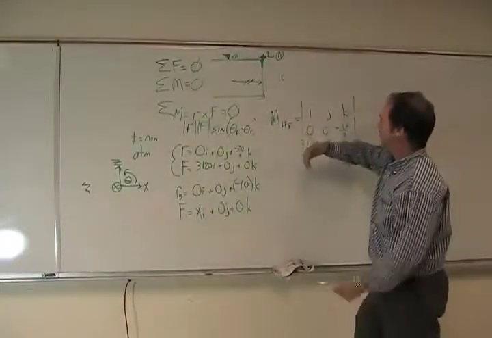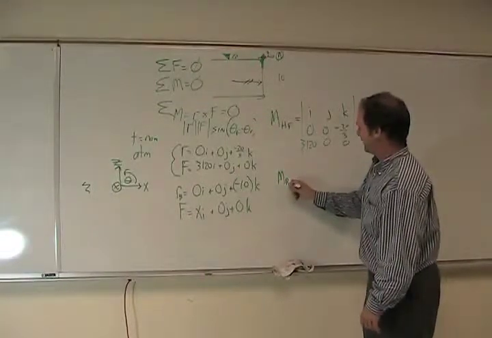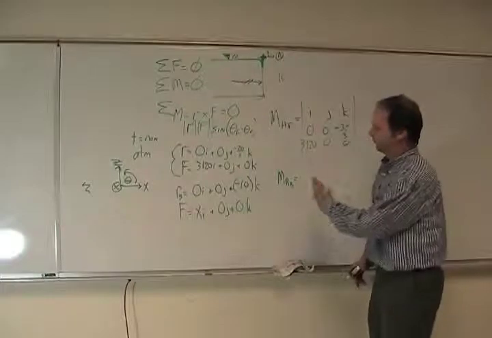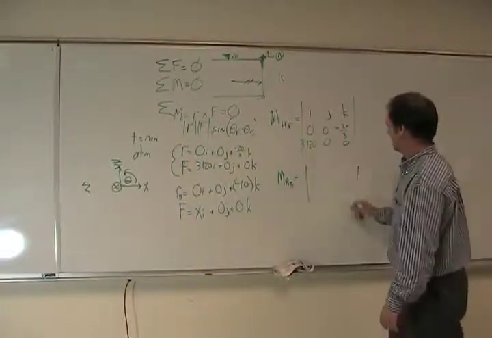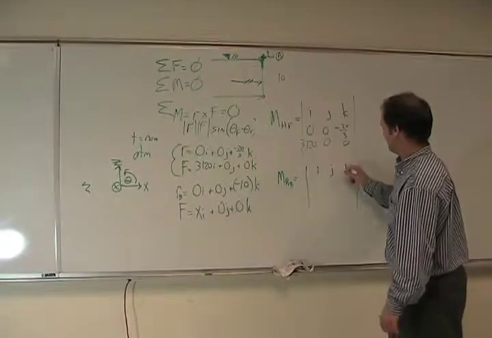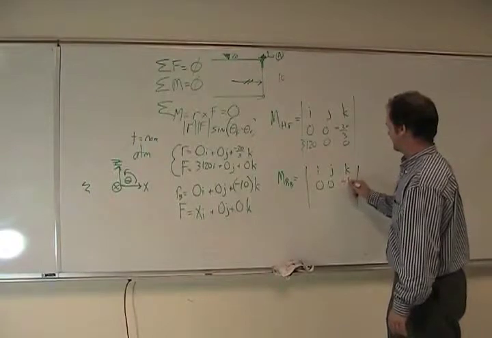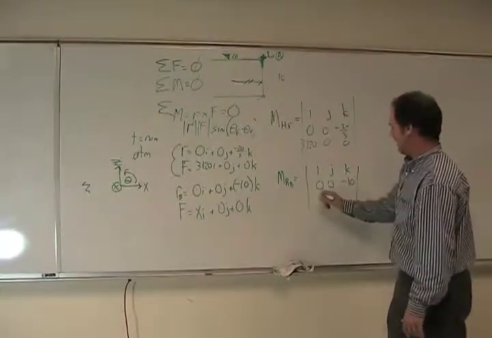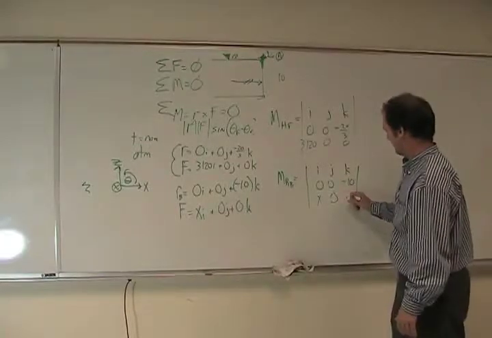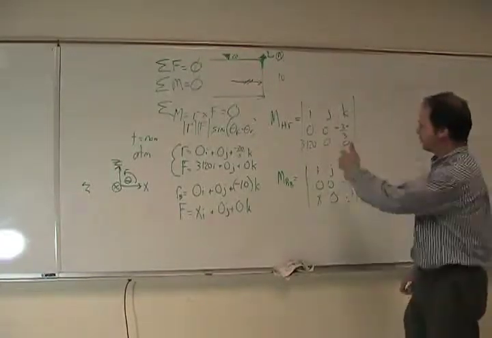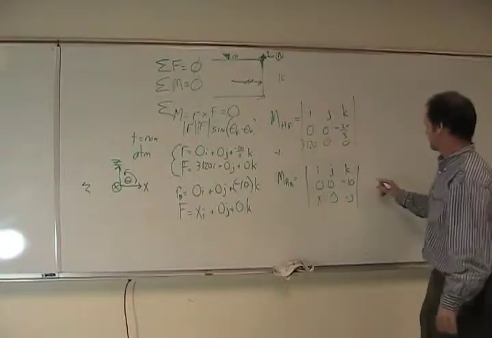We know that the moment of the reaction force at B is going to be also equal to R cross F, and that's going to be IJK, 0, 0, minus 10, x as a variable unknown, 0 and 0, and you know that this plus this must be equal to 0.